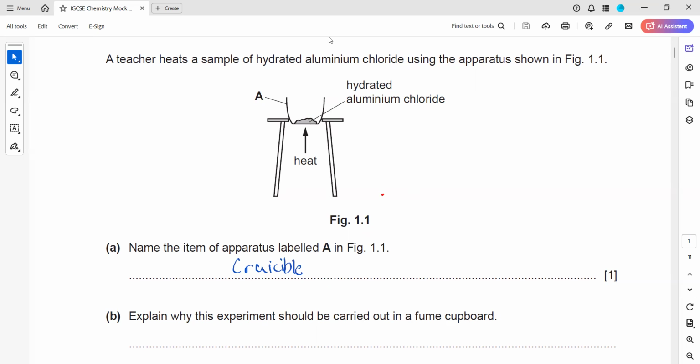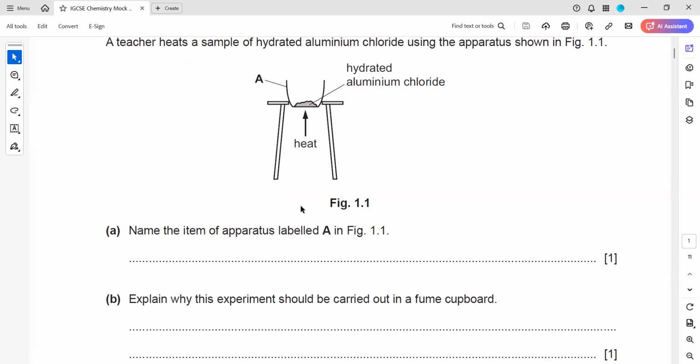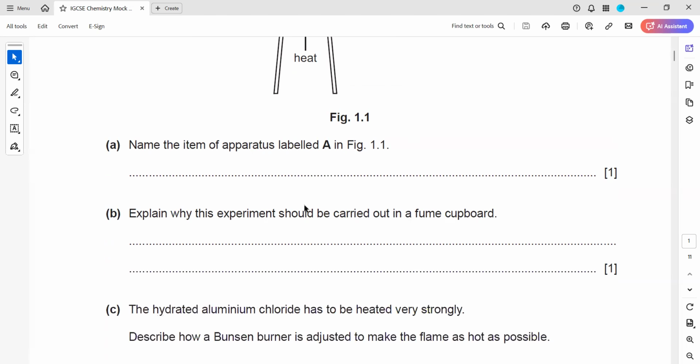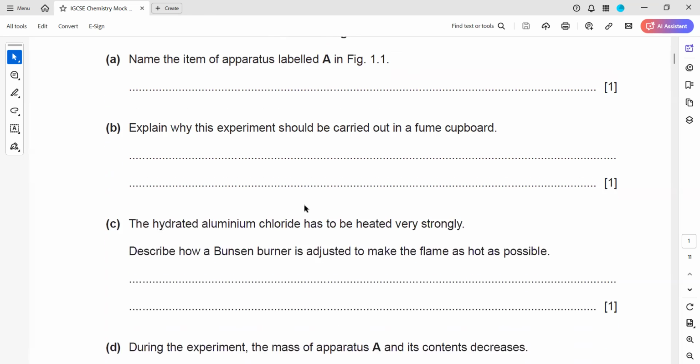Crucible, whenever we want to heat a solid in a deep container, we prefer the use of a crucible because it can act as a furnace. That is another advantage of using a crucible.